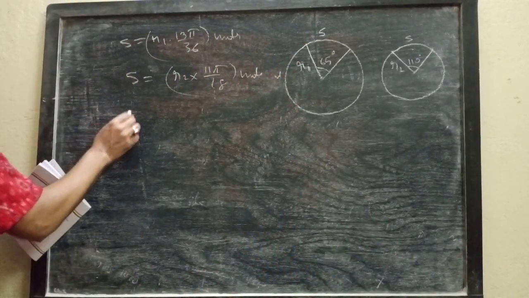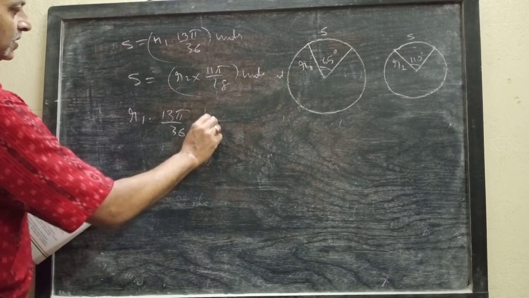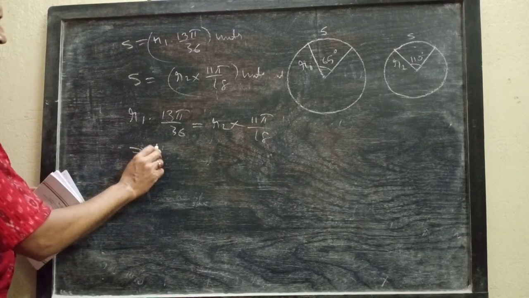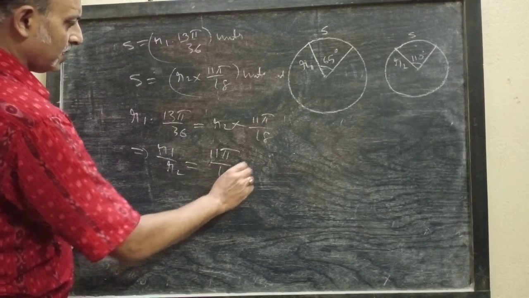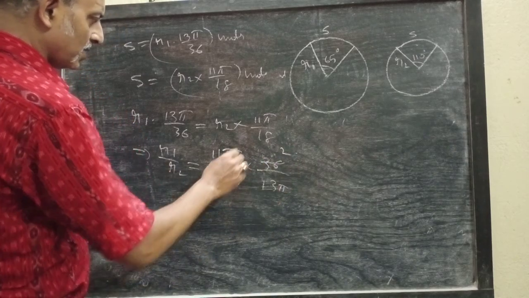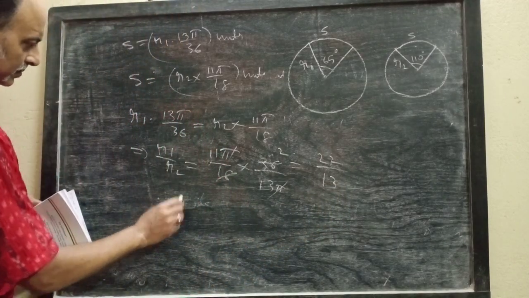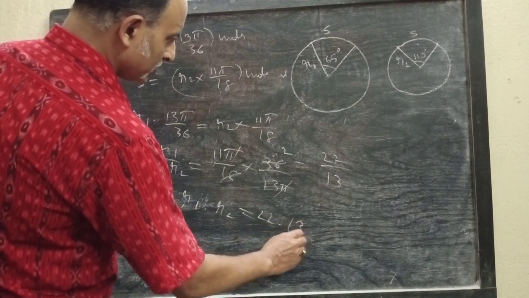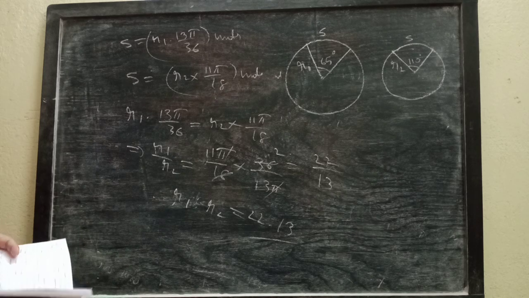So we can write R1 into 13 pi by 36 equals R2 into 11 pi by 18. So this gives R1 by R2 equals 22 is to 13. So the ratio of the radii is 22 is to 13. Okay.